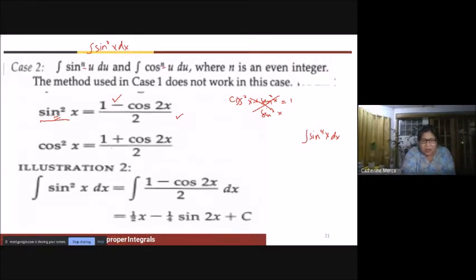Sine squared x, then squared. Then for this one, what are you going to do? Square the entire thing. Okay. So integral of 1 minus cosine 2x over 2 dx. Then 1/2 x, the integral of that. Then the integral of cosine 2x over 2, you already know the integral of cosine.